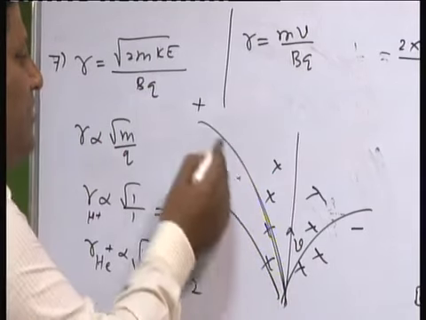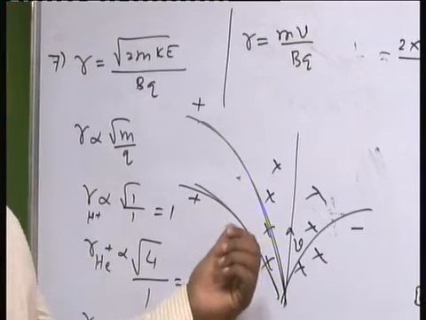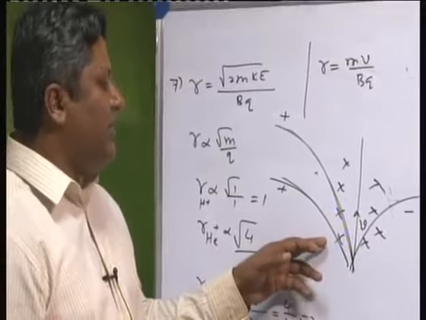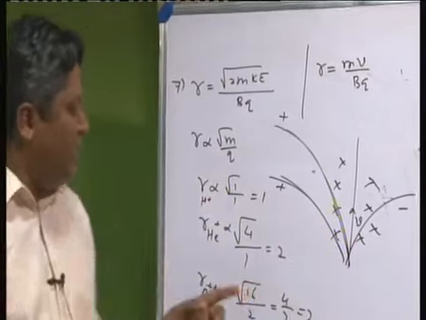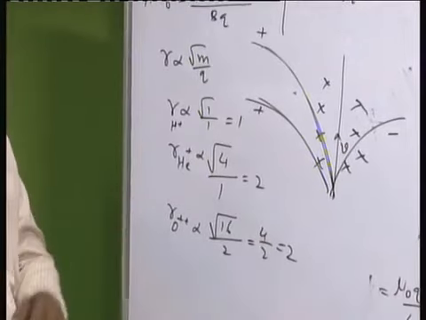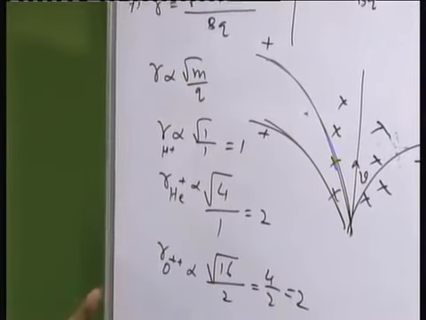If R is more, this is the path. So you can see if radius is less, deflection will be more. If radius is more, deflection will be less. So using this diagram, I can say H plus ions will be deflected most, and using this expression, I can say He plus and O plus plus ions will suffer the same deflection.